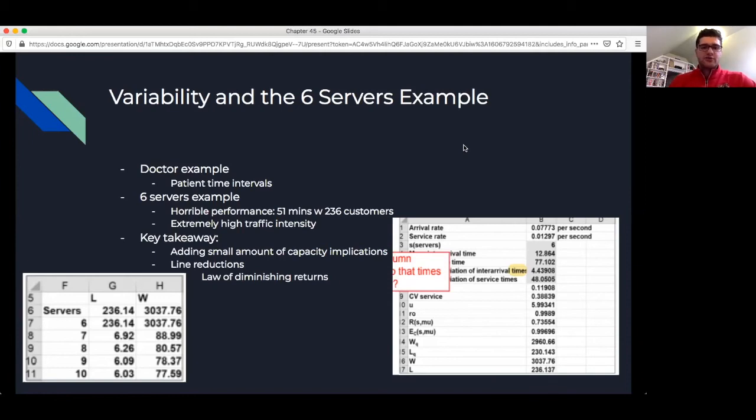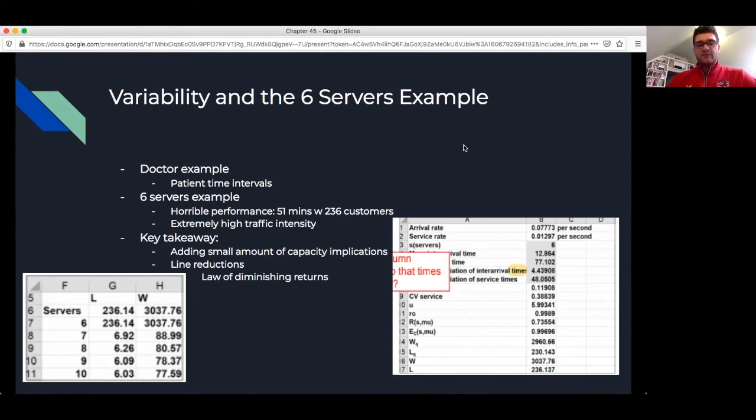Next, we look at the six server example, which is a great example to speak to the real world applicability of the queuing system itself. There are six servers in a store at one time. They perform horribly, with 236 average customers in the store at one time for a total of 3,038 seconds in the system, or 51 minutes total. The six servers servicing the mean number of completions per second of 0.01297 equals out to 0.07782.